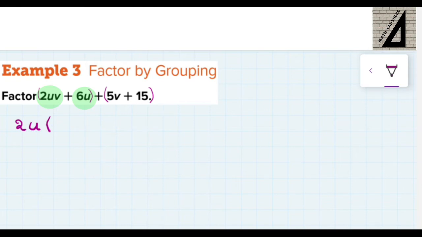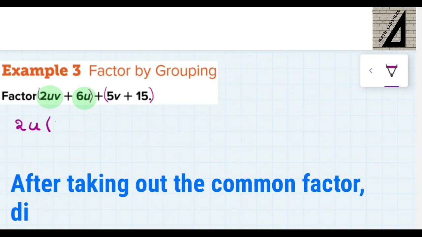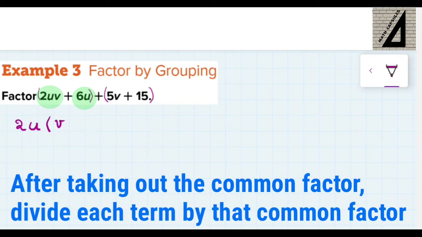Then you open a bracket and take what remains after you take out the 2u from each term. So you divide 2uv over 2u. What remains here is v, plus 6u over 2u. You have taken the u already and you have taken 2 out of the 6. So 6 divided by 2 is 3. This is the first bracket.